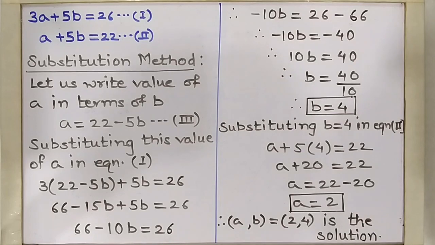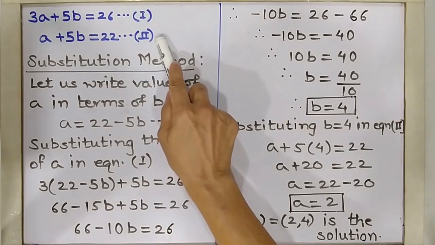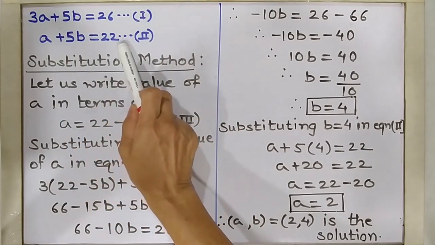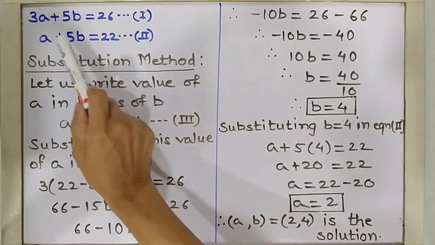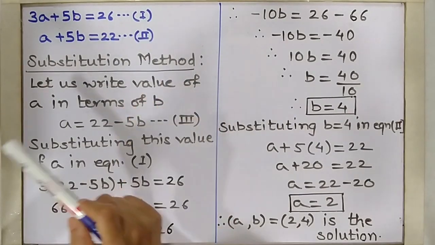To find the value of the variables, earlier we have used the elimination method. This time we'll use the substitution method. To use the substitution method, we have to find the value of one variable in terms of the other variable. That means first I'll consider equation 2, a plus 5b is equal to 22. I'll keep a on one side and shift 5b to the other side, and I'll get 22 minus 5b as the value of a.